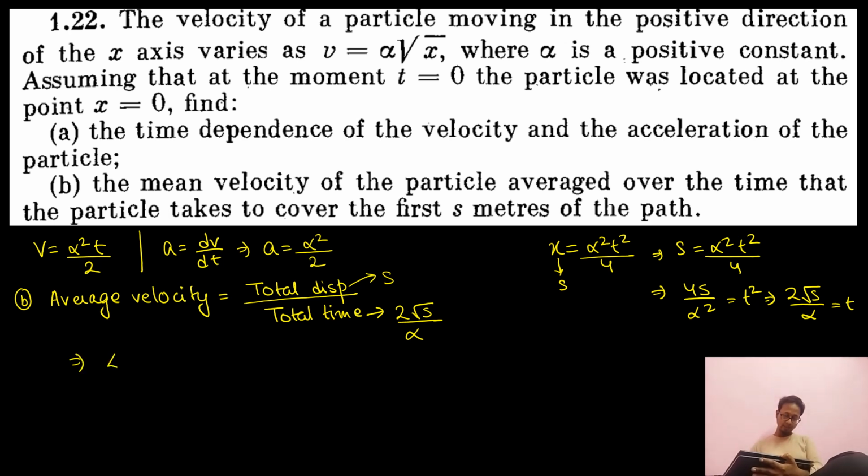So average velocity is equals to s divided by 2 under root s by alpha, or we can cut out this under root s. So it is alpha into under root s by 2.